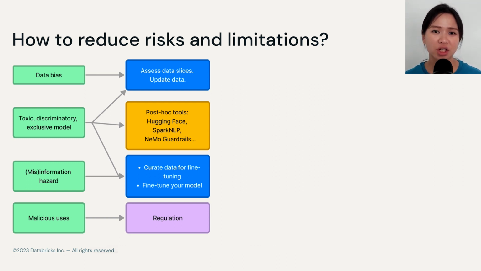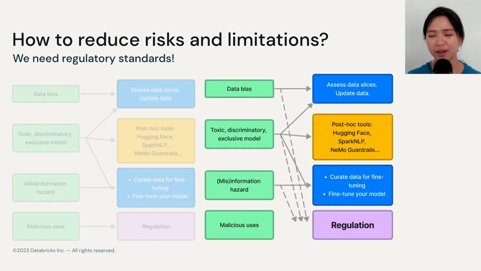For misinformation hazard or information hazard, we want to look at the source where the information actually comes from. So that can include curating data for fine-tuning or fine-tuning your own model. For malicious users, to catch these bad actors or malicious actors, there has to be some type of regulation. But chances are, a lot of these risks and limitations that we see within large language models do need some type of regulation to help us govern the usage.